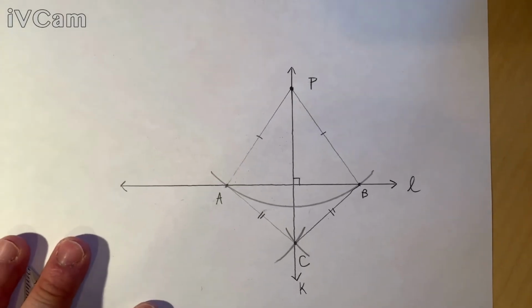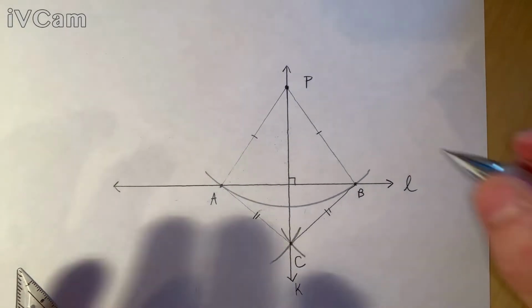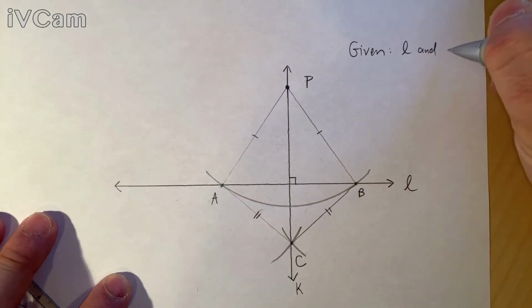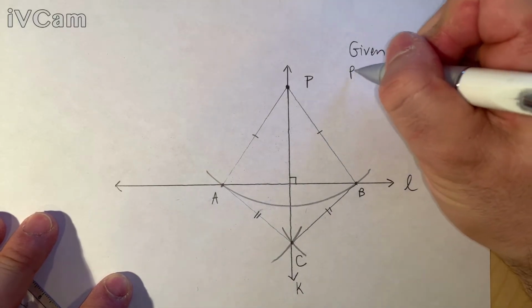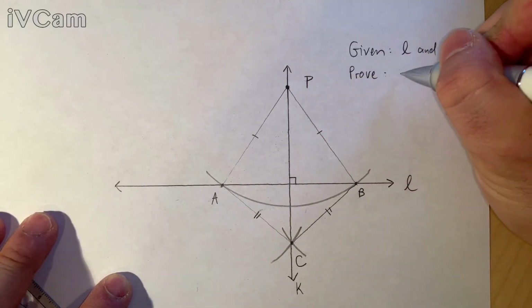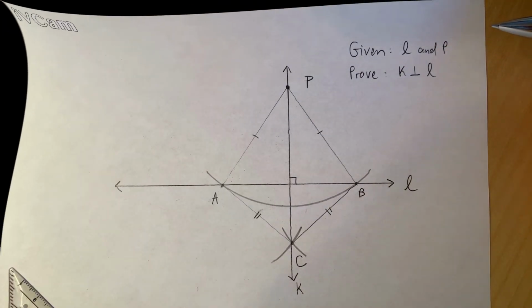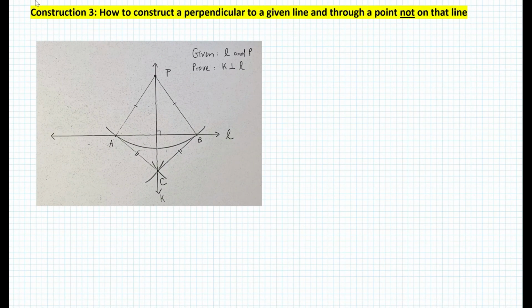Okay, so again, we want to prove this. Why does it work? So again, we want to write the following: given line L and point P, again, point P is not on line L, how do we prove that line K is perpendicular to line L? So let's discuss this now. After viewing the video on how to construct a perpendicular to a given line and through a point not on that line, how do we prove it? How do we know that line L is always going to be perpendicular to line K? Similarly, we want to also set up a statement reason table. So let's look at the statement reason table now.